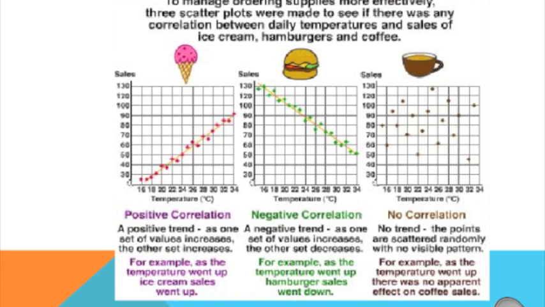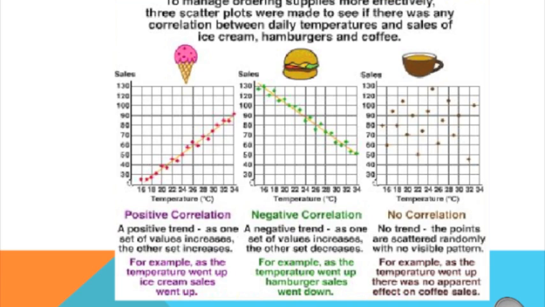Lastly, we see with coffee sales, we see no correlation. So no correlation means that there's no trend, there's no relationship between the x-axis and the y-axis. So the points are scattered randomly with no visible pattern. So we see here that as temperature went up, there was no apparent effect on coffee sales at all.